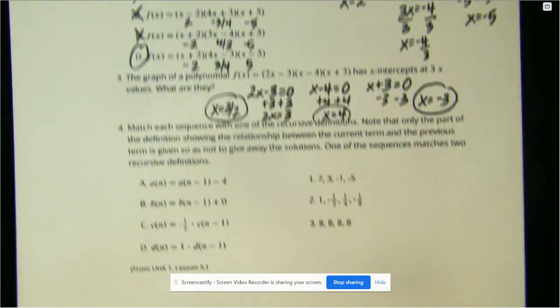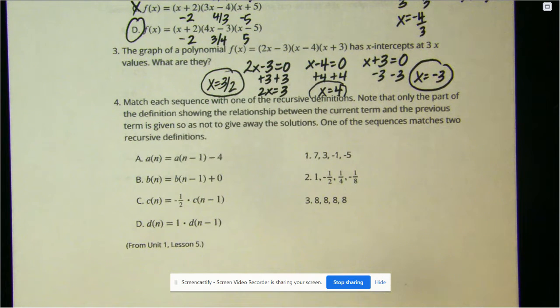Oh my goodness, an oldie but goodie from Unit 1. Match each sequence with one of the recursive definitions. Note that only part of the definition showing the relationship between the current term and the previous is given to not give away the solutions. One of the sequences matches 2. Oh, so they don't tell you what the starting term is.